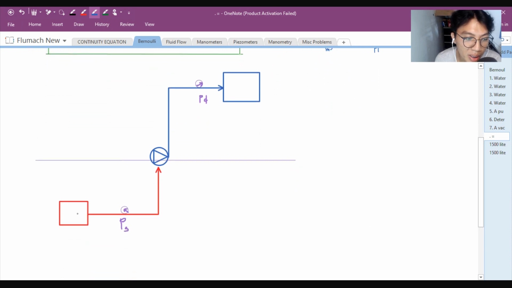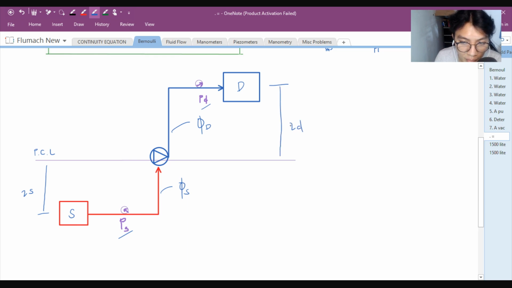Now, as you can see, meron tayong diagram dito. If this is the suction and this is the discharge, we have a suction pressure, a discharge pressure, the diameter of the suction, and the diameter of the discharge. Now, this is your pump center line. If this is the suction, this is the height of the discharge. How can we say that your suction elevation will be negative or positive?